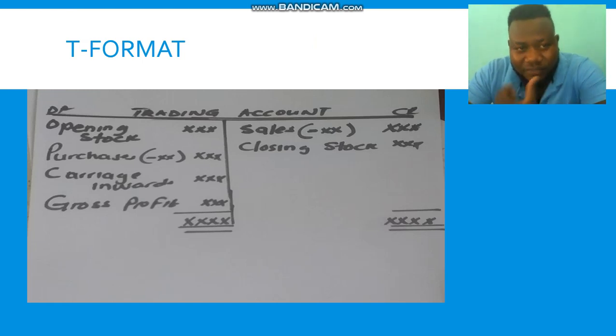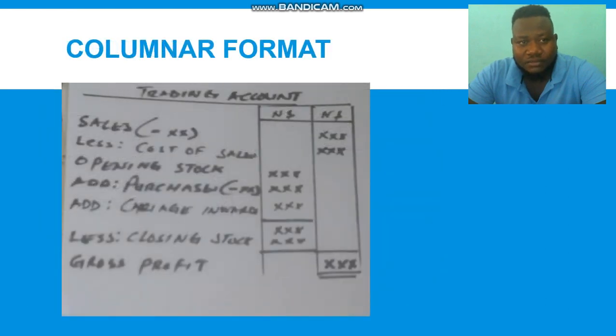Let's start with the T format. In a T format, we have a debit and then a credit side. So on the debit, we record opening stock and then purchases and then carriage inwards. While on the credit side, we record sales and then closing stock. Now the difference is going to give us now our gross profit. So that is now the columnar format that is shown there.